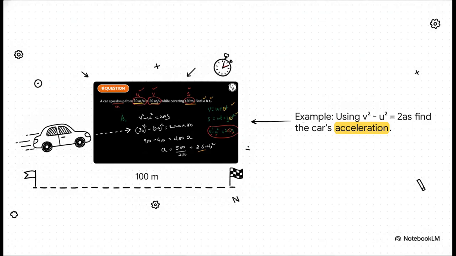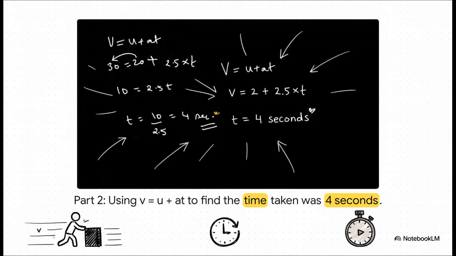We just plug in the numbers, do a little bit of algebra to solve for a, and we get our answer, 2.5 meters per second squared. And see, once we have that acceleration, everything else gets easier. Now we can grab that first equation, the really simple one, to figure out how long this all took. We just rearrange it a tiny bit, plug in the speeds and the acceleration we just found, and boom! The answer is 4 seconds. See how it all connects?